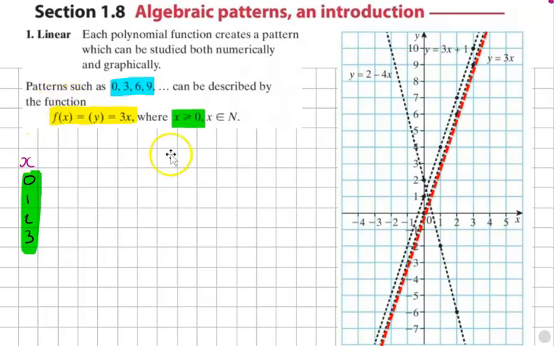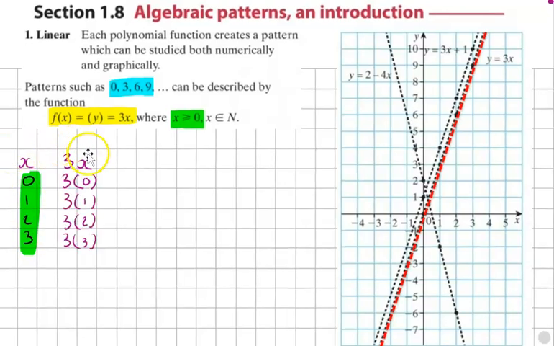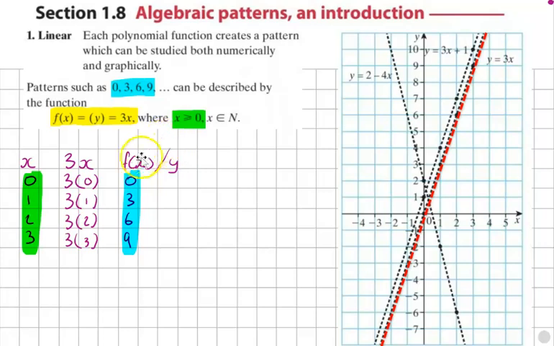So taking our x values to start at 0, we're told that x is greater than or equal to 0, where x is an element of the natural number set. Now 0 is not actually a natural number, but we do always start with 0 when we are using our x values. So we have x is 0, 1, 2, or 3. Our function is 3x, so we're replacing the x with brackets and inputting 0, 1, 2, 3. Then our f(x), or our y value, or our output, is going to be 0, 3, 6, and 9. So they are the values that were given in the pattern, 0, 3, 6, and 9.